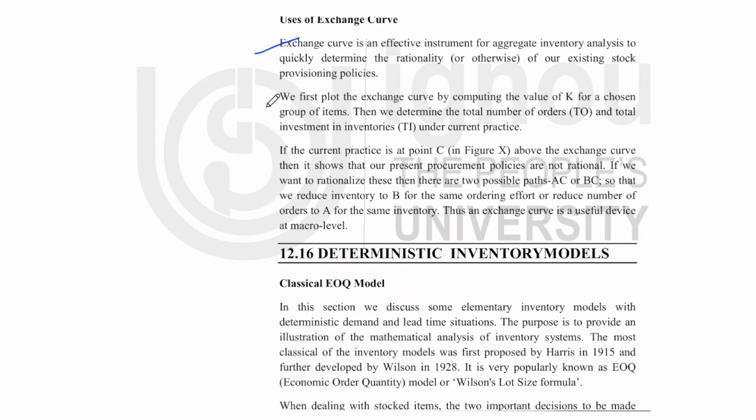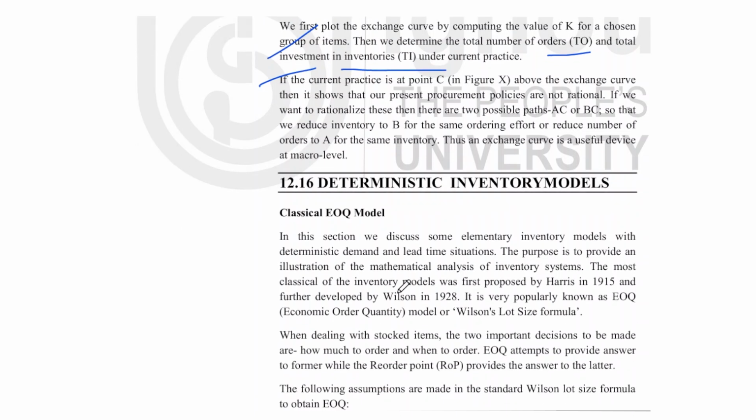We first plot the exchange curve by computing the value of K for a chosen group of items. Then we determine the total number of orders, that is TO, and total investment in inventories under current practice. If the current practice is at point C, above the exchange curve, then it shows that our present procurement policies are not rational. If we want to rationalize this, there are two possible paths, AC or BC, so that we reduce inventory to B for the same ordering effort, or reduce the number of orders to A for the same inventory. This exchange curve is a useful device at a macro level.